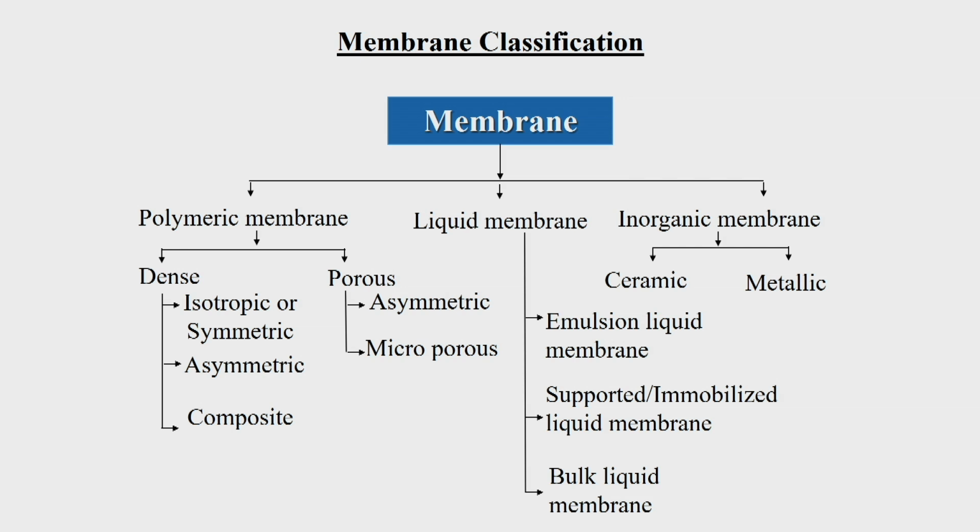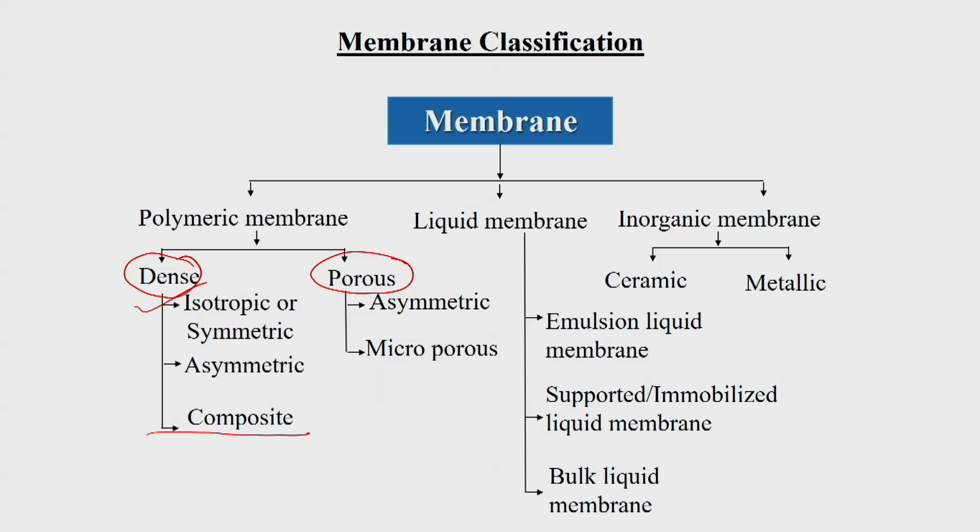Actually, one major part is the polymeric membrane, then we have the liquid membrane, and the third category is the inorganic membrane. In the polymeric membrane, we have two different types of membranes: one is the dense membrane and another is the porous membrane. In the case of the dense membrane, it may be isotropic or symmetric, or maybe asymmetric also, and another type of dense membrane is the composite membrane. In the case of the porous membrane, that may be isotropic or may be microporous.